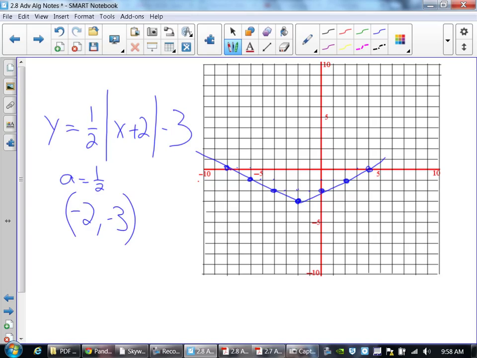Absolute value graphs are ridiculously easy to do. The only kicker is you've got to remember where the H and K goes. That's it. They're that fast once you get going. Yes, sir? Why is that -2? It's the opposite. So if you remember, it's x minus H plus K is the generic rule. Since it's minus H and this is plus 2, how do I make this look like minus something? It has to be x minus a -2. That's how it gets to become plus.